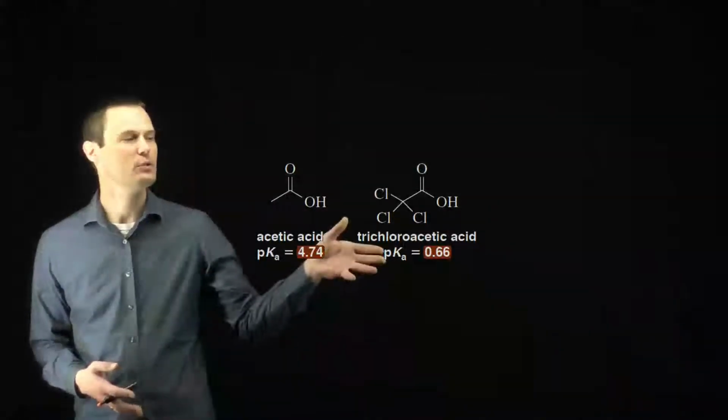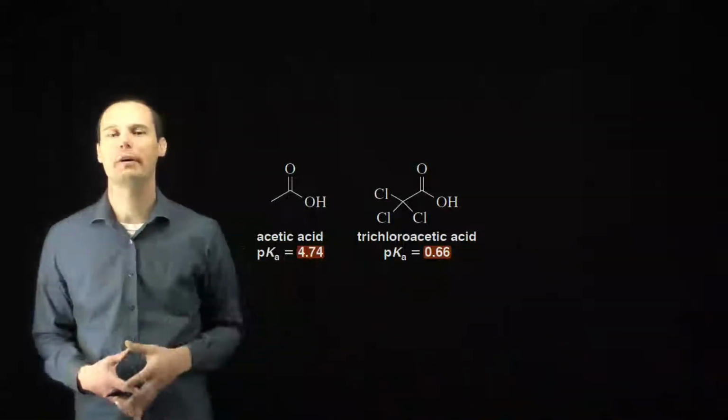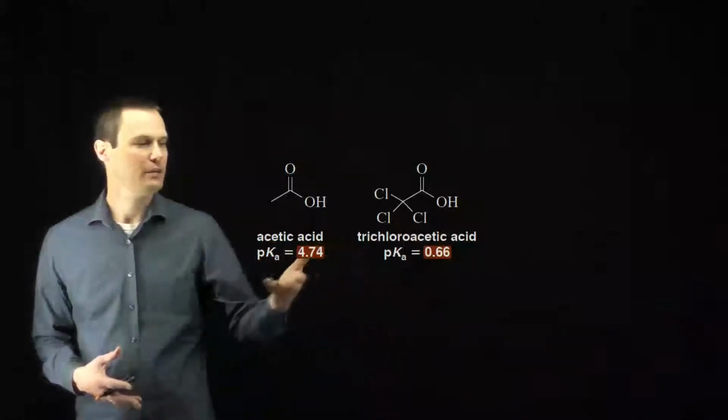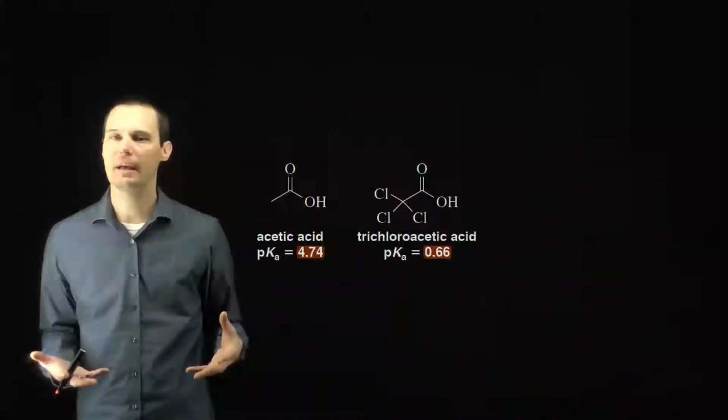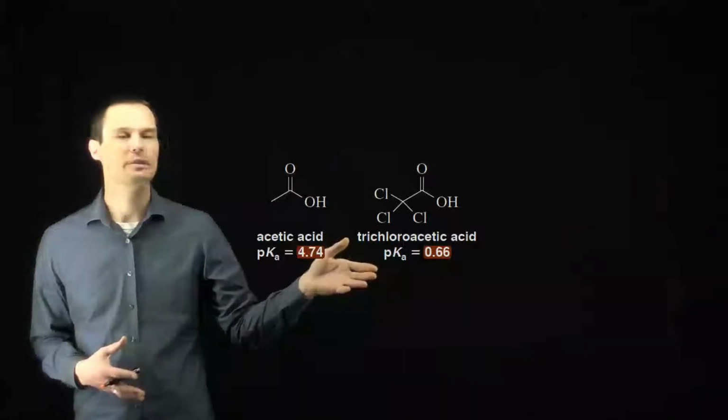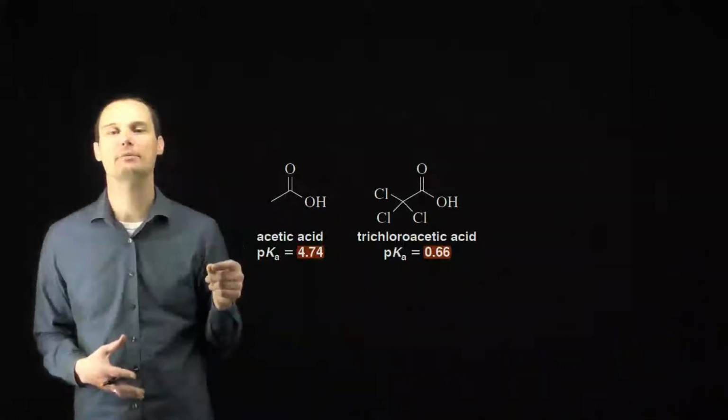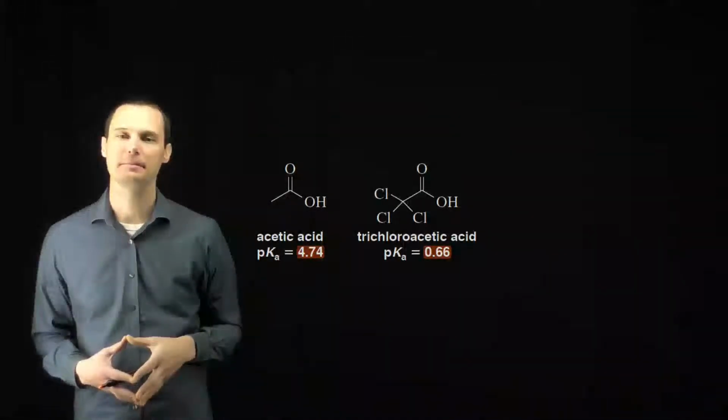The question asks us to rationalize why trichloroacetic acid is a much stronger acid than acetic acid. The pKa difference is about 4 pKa units. pKa is a logarithmic scale. That means trichloroacetic acid is about 10,000 times stronger of an acid than acetic acid is.